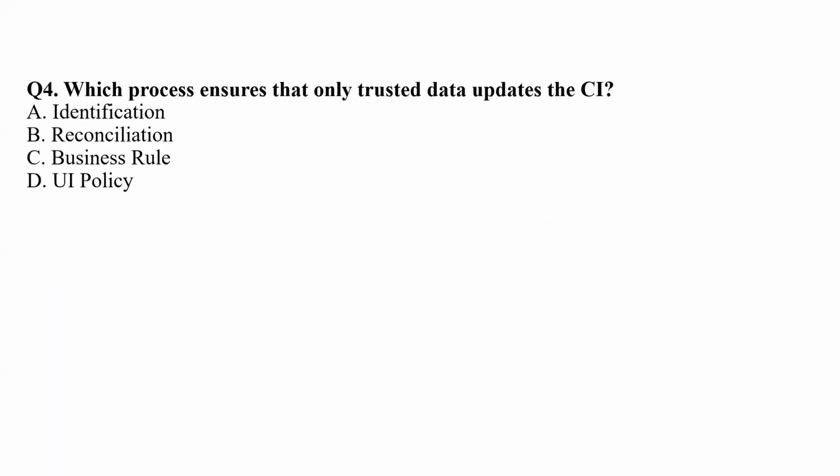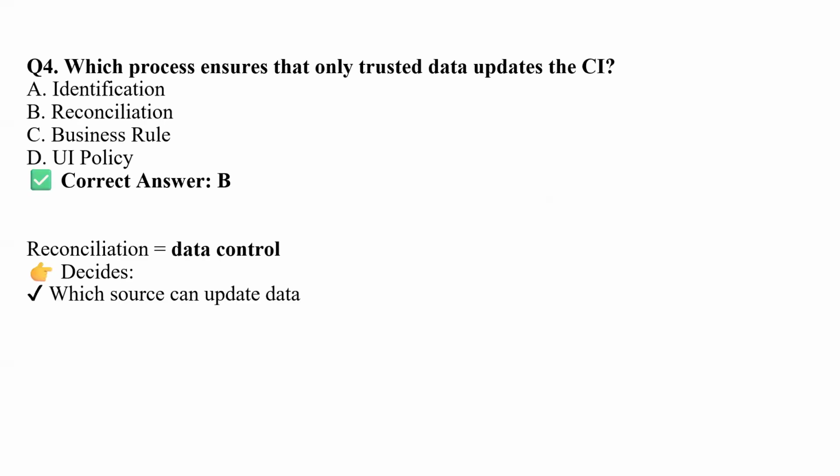Next one. Which process ensures that only trusted data updates the CI? Option A, identification. Option B, reconciliation. Option C, business rule. Option D, UI policy. Which process ensures that only trusted data updates the CI? The correct answer is reconciliation. Reconciliation means data control or quality control. Quality data control decides which source can update data.